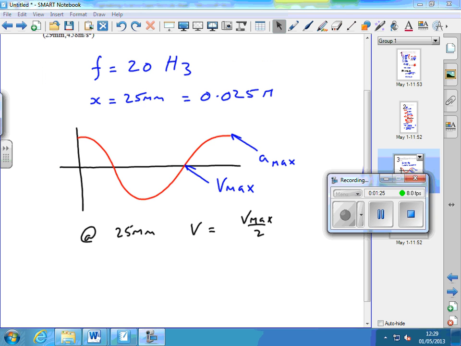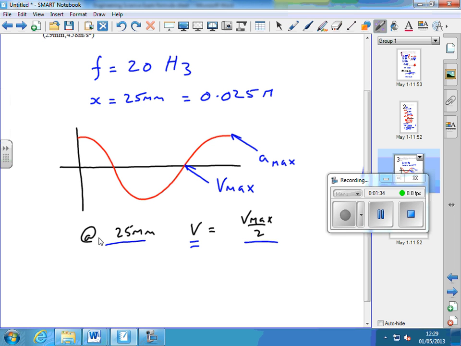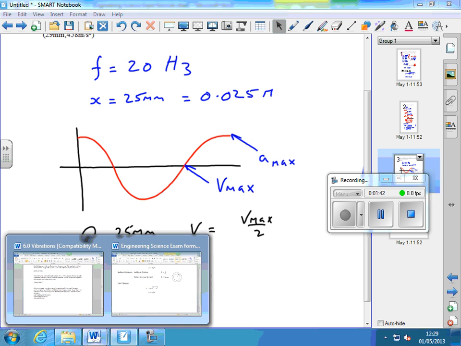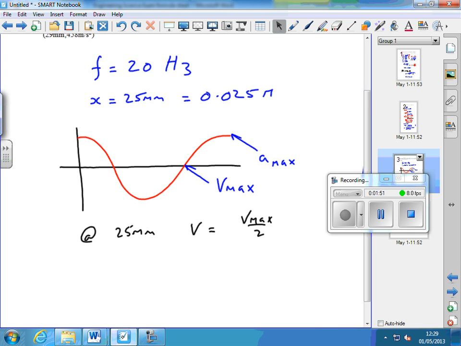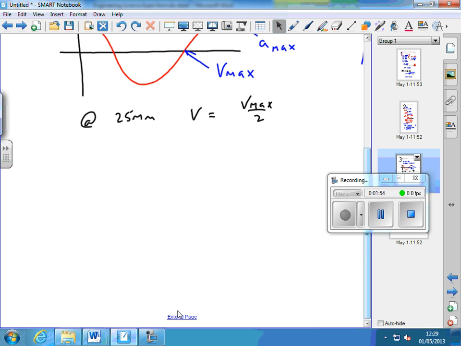We're also given that at 25 millimeters, v, the velocity, is half of v max, so we can write this. But we know that v max equals omega r, and we also know that, from the formula sheet, v equals omega times the square root of r squared minus x squared. So we can plug those 2 bits of information into here. We can say that omega times the square root of r squared minus x squared equals v max, which is omega r, over 2.